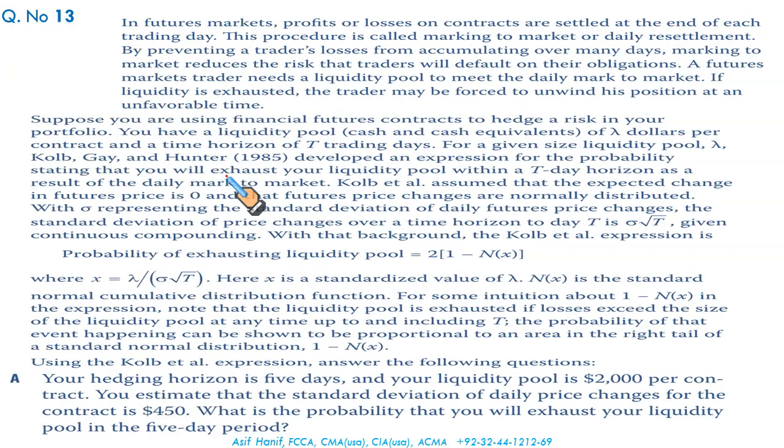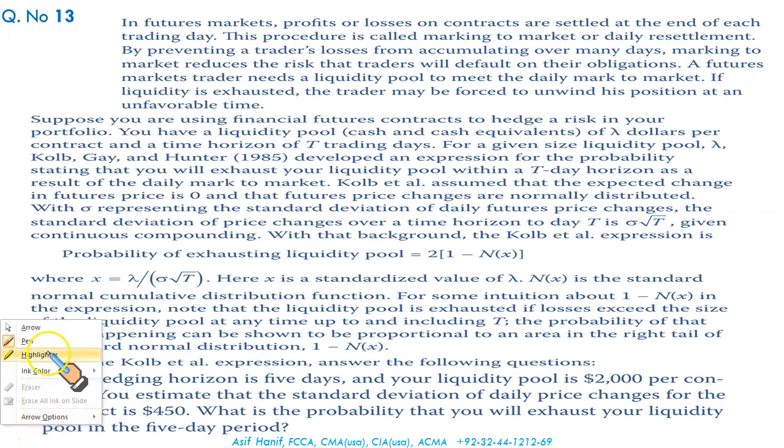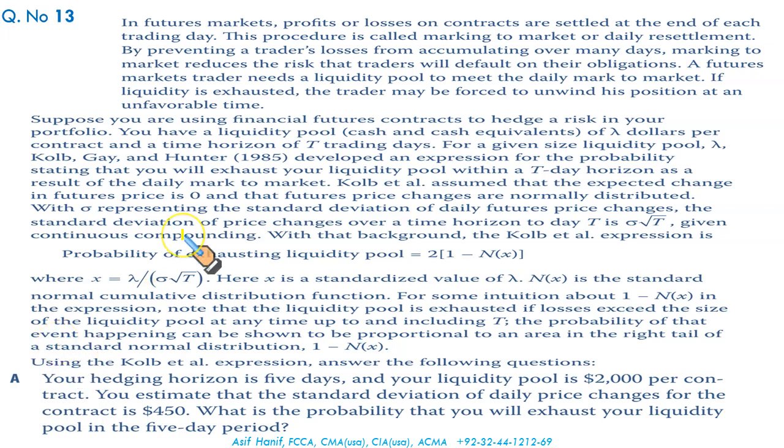Now look at this. It is a bigger question, just a bigger one. There is not much computation required. Let's read this first. In futures markets, profits or losses on contracts are settled at the end of each trading day. This procedure is called marking to market, or daily resettlement. Gain or loss is settled on a daily basis. That's how futures markets work.